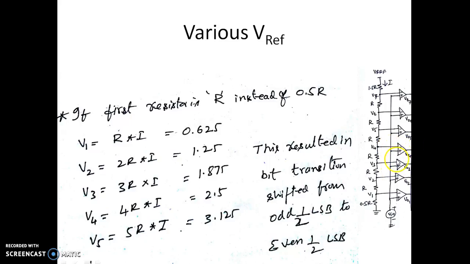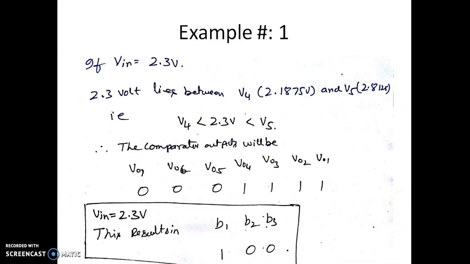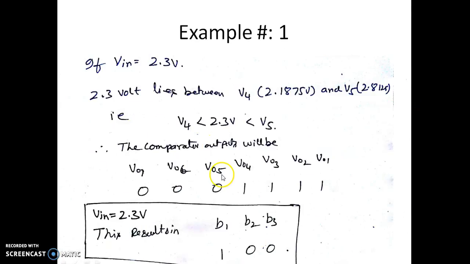So till V4, the input voltage is more. Since V plus is more than V minus for the bottom four comparators, we're going to have V01, V02, V03 and V04 as high voltages, whereas V5, V6, V7 are all more than the input voltage. So for the topmost three comparators, V minus is more than V plus. Naturally V05, V06, V07 will be of low voltage. That's what we are having here.